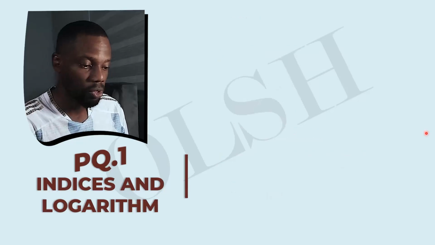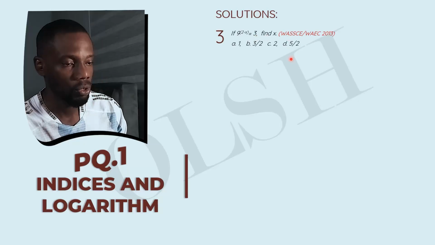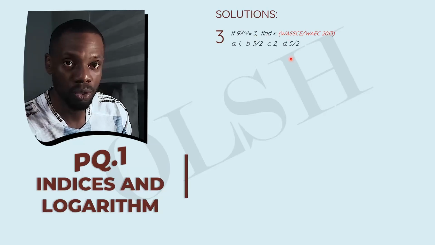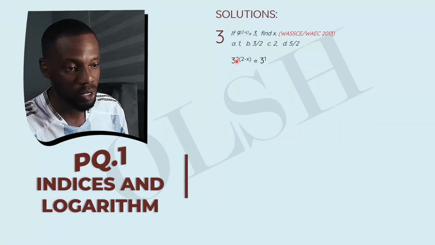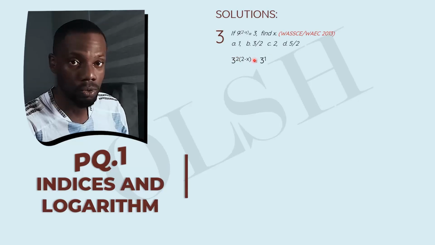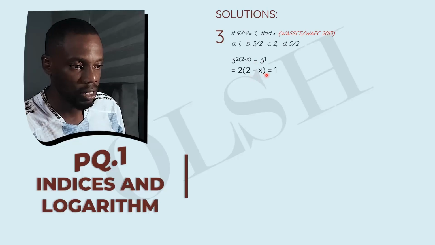Okay, so let's move on to number 3. We have, if 9 raised to the power 2 minus x is equal to 3, find x. This is from WAEC 2013, and this is a question on indices. If we have 9 raised to the power 2 minus x, it's the same as 3 raised to the power 2 bracket 2 minus x. Of course, 3 raised to the power 2 is 9, equal to 3 raised to the power 1. Since we have these two numbers as the same base, we can ignore them and take their indices to solve and find x. So we have 2 bracket 2 minus x equal to 1.